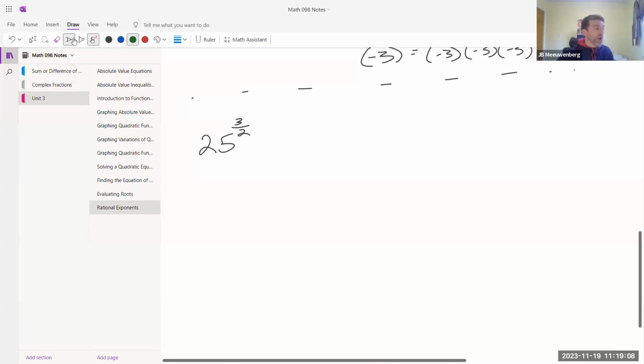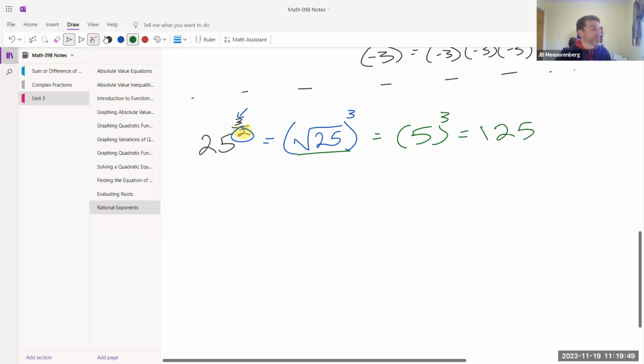Take a guess. We already know that the denominator is telling us the root. So let's try to rewrite this. How would we rewrite it? We're taking the square root of 25. I could put a 2 in here if I wanted to. But then what does that tell us? Well, that is just a regular exponent like we always have used. So we would take the square root of 25, which is 5, and we would cube it. Take the square root of 25 is 5, cube it, and we would get 125.